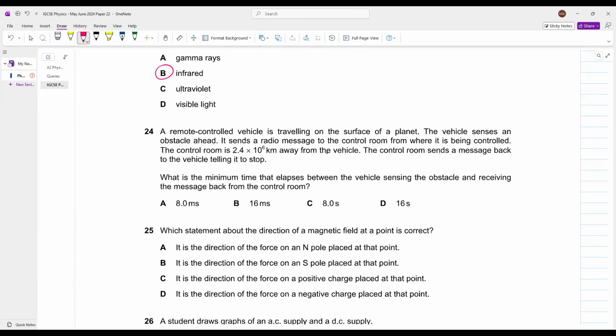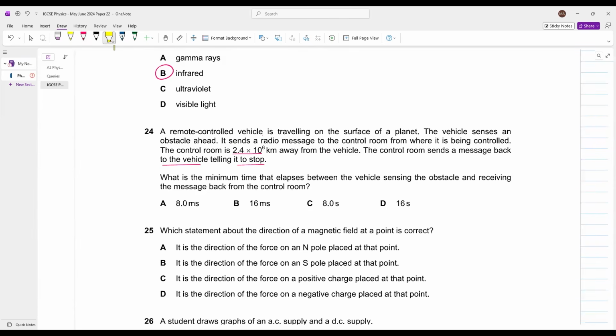A remote control vehicle is traveling on the surface of a planet. The vehicle senses an obstacle ahead. It sends a radio message to the control room from where it is being controlled. The control room is 2.4 × 10^6 kilometers away from the vehicle. The control room sends a message back to the vehicle telling it to stop.